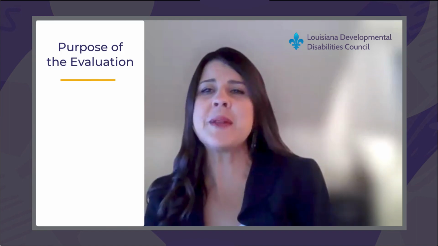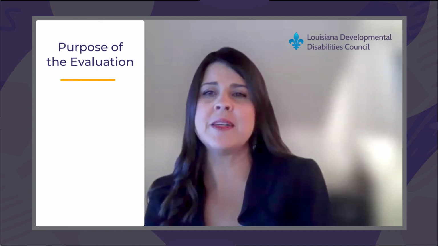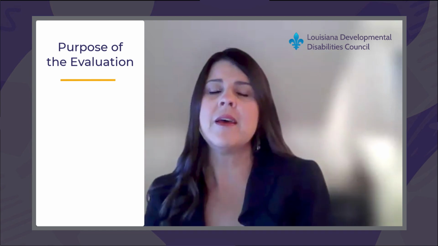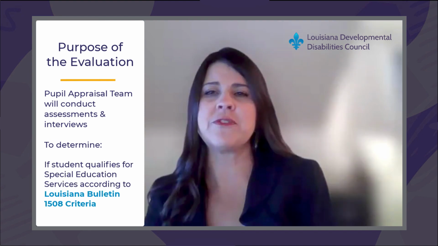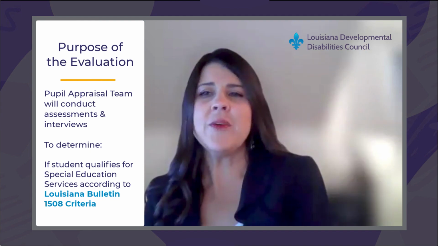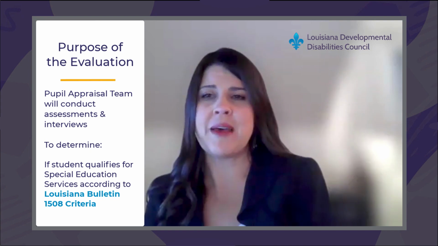Let's talk a little bit about the evaluation process. I know it can be overwhelming because there are so many steps involved. Understanding the process can alleviate that stress. Once a student has been identified by Child Find and the SBLC has decided that an evaluation is needed to determine special education eligibility, the pupil appraisal team will conduct assessments and interviews and gather data to determine if the student will qualify for special education services according to the Louisiana Bulletin 1508 criteria. The evaluation takes place using multiple methods that follow the Bulletin 1508 criteria.